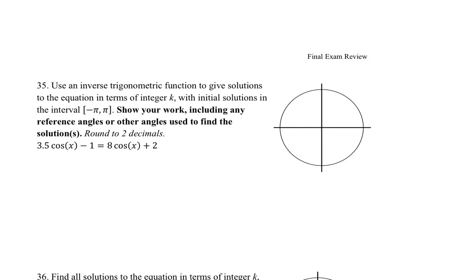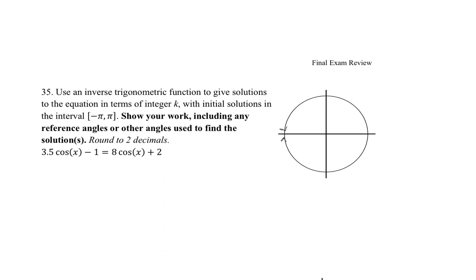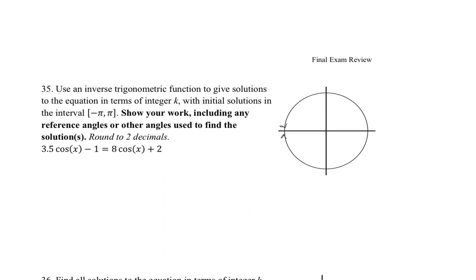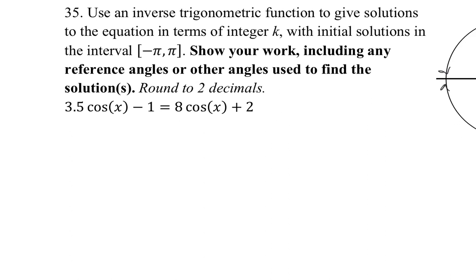Skipping ahead to question 35, we're asked to use inverse trig functions to give solutions to our equation in terms of some integer k, with initial solutions between negative pi and positive pi. So just between these two angles. And then we're asked to show our work, including any reference angles or other things that we're using to find our solution. So I'm going to start here.